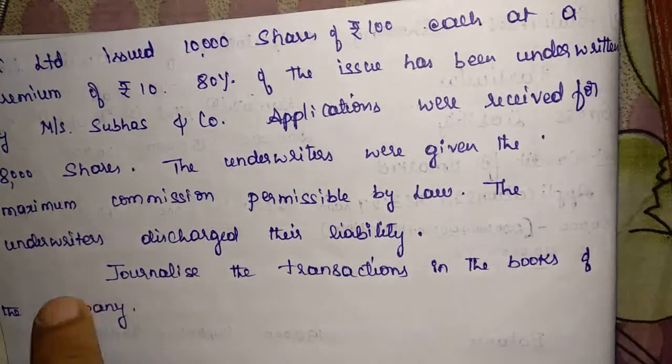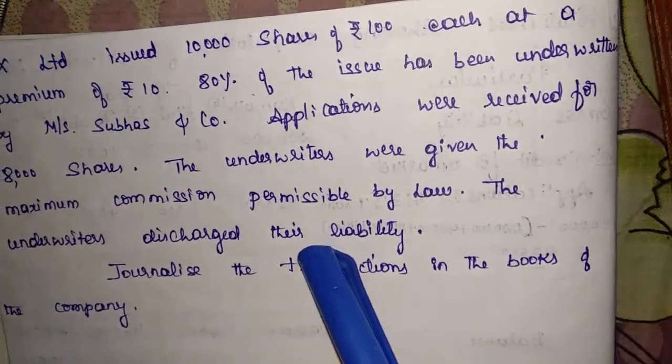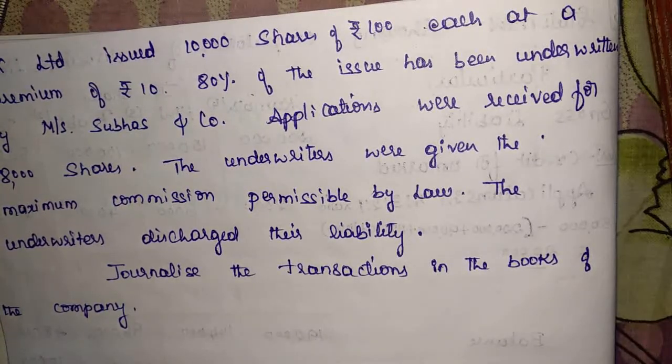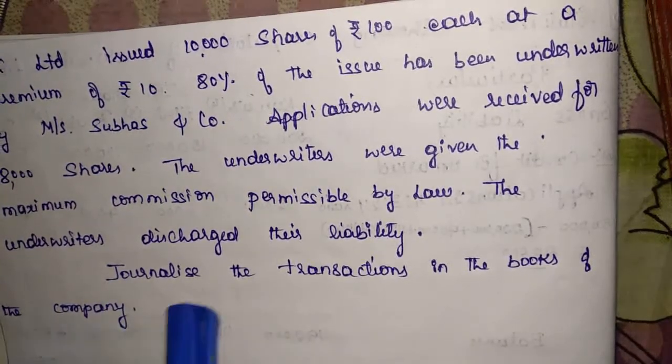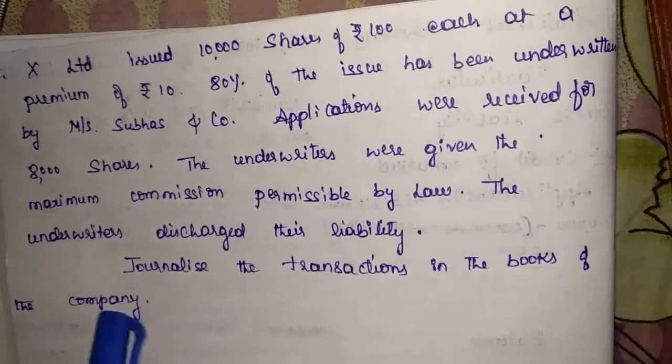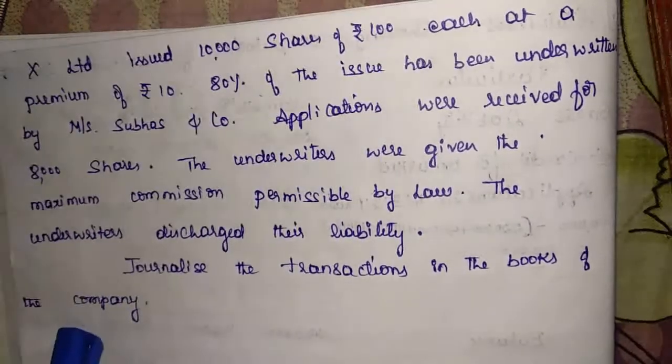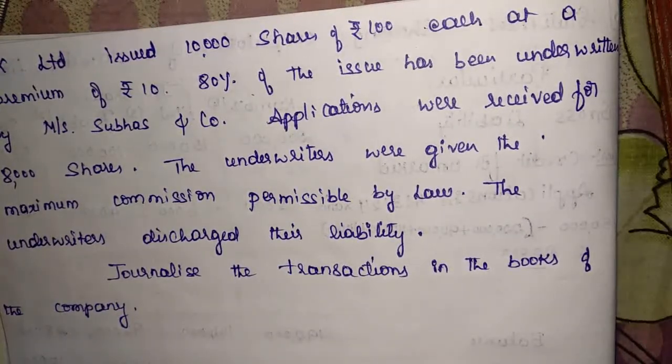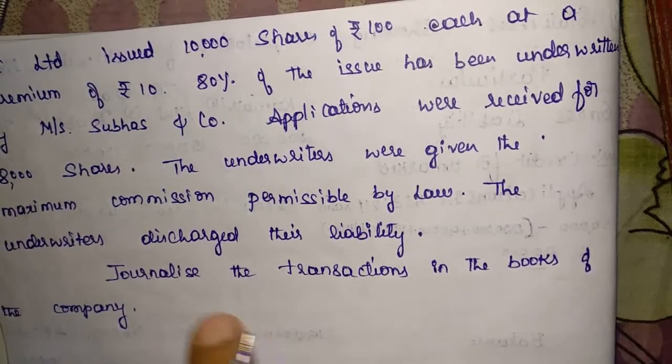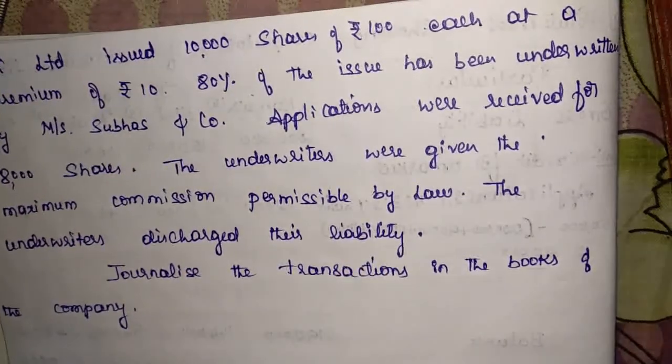The underwriters discharge their liability. That means we have to calculate the underwriters' liability. Also then journalize the transaction in the books of the company. So in the books of the company we have to pass journal entries. So we'll see first the underwriters' liability.